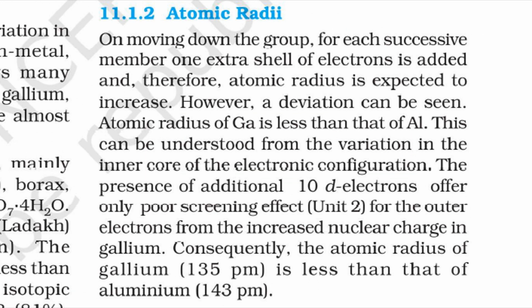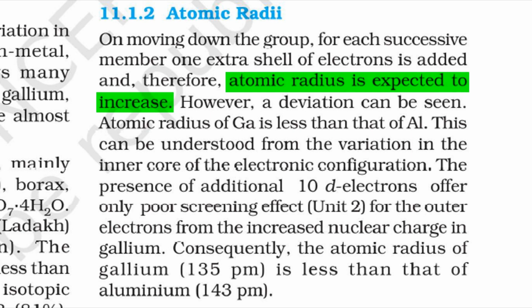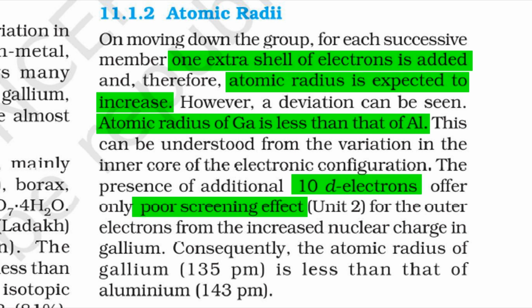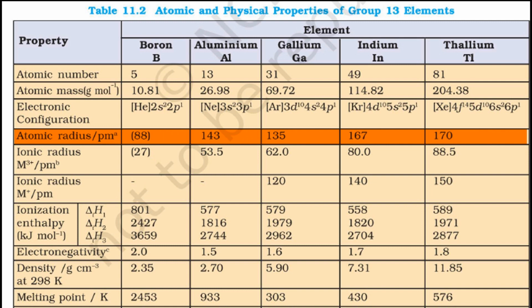Now next thing, 11.1.2 atomic radii. In general, when you go down the group, atomic radius increases, and along the period atomic radius decreases, because in a group new shells are added to the atom, but in a period nuclear charge increases rapidly, resulting in a decrease in radius. But here is one exception present. The atomic radius of gallium is less than the atomic radius of aluminium because of poor shielding effect of d electrons. So you can see boron's atomic radius is less than aluminium, but aluminium's atomic radius is greater than gallium, and gallium's is less than indium, and indium's less than thallium. So remember this exception, this is very important.